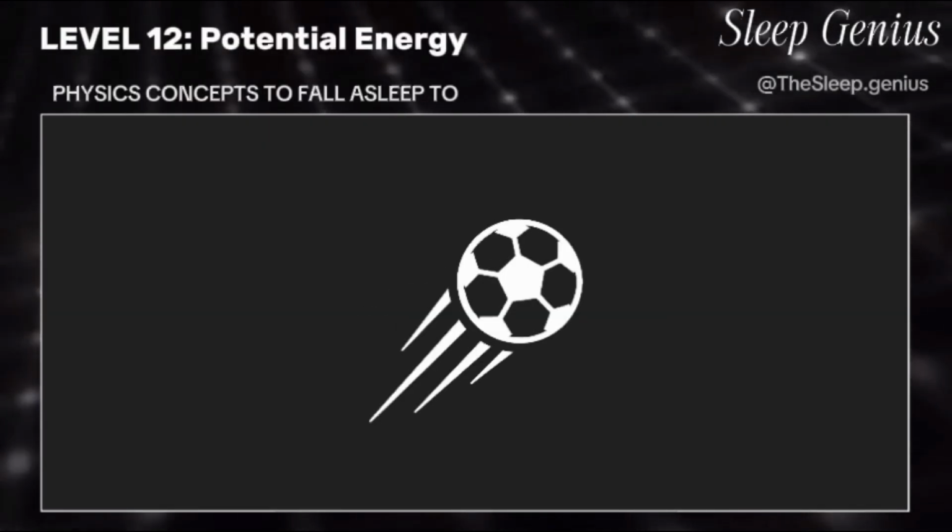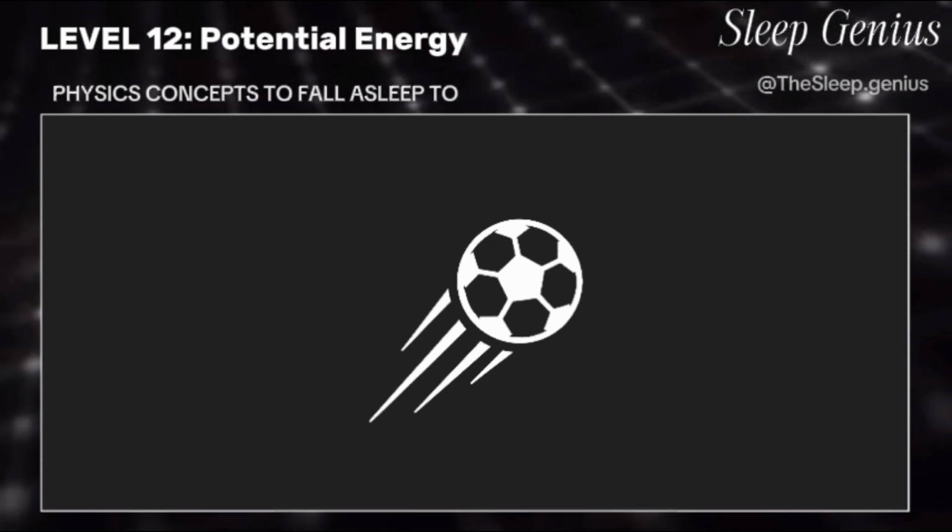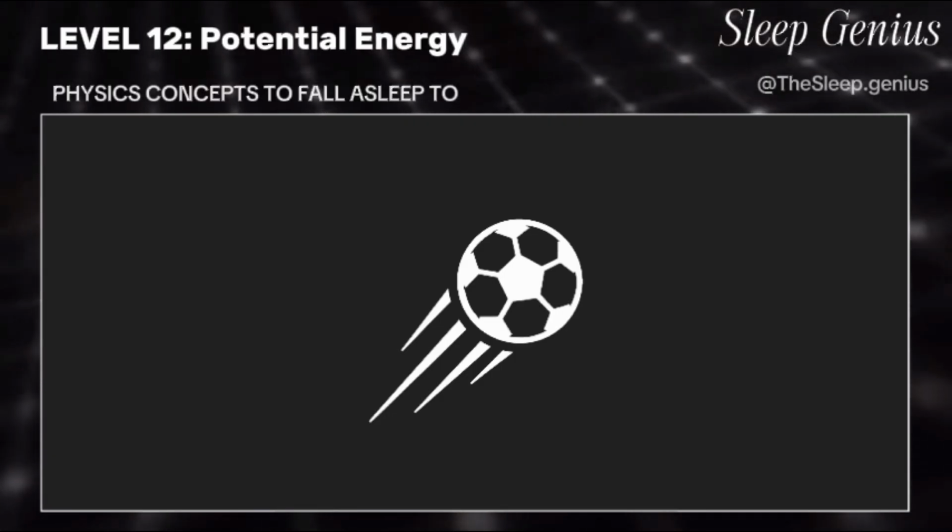Potential energy is the energy stored in an object because of its position or arrangement. It is the energy that an object has the potential to release when conditions change. For example, a rock perched on a hill has energy ready to become motion if it falls.